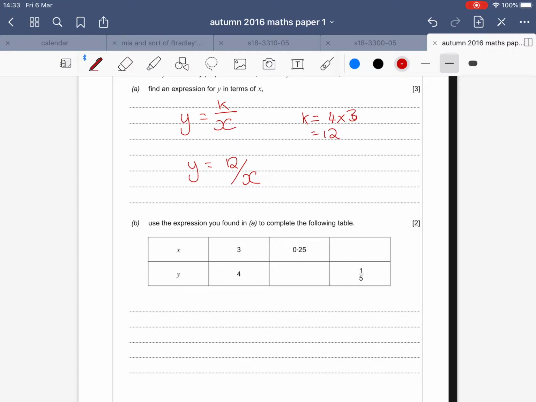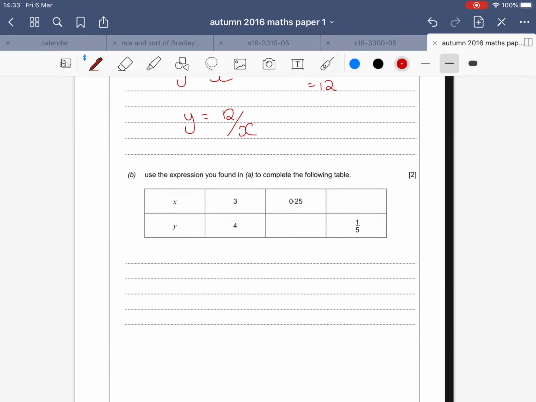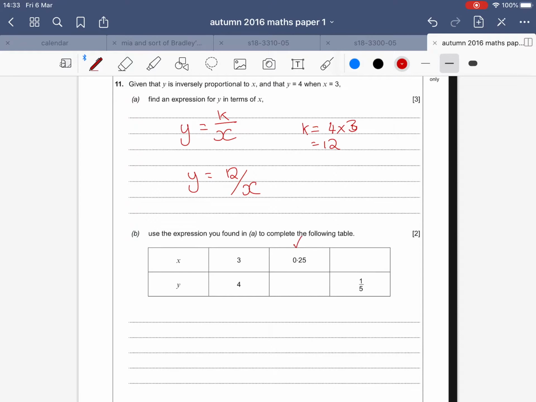Use the expression found in part A to complete the following table. So with this first box, we keep your equation, y equals 12 over x. In this case, x is 0.25, so you've got y equals 12 divided by 0.25. How many 0.25s go into 12? It's 48. Because 4 go into 1, you just want to do 4 lots of 12.